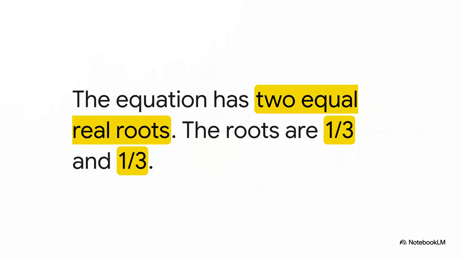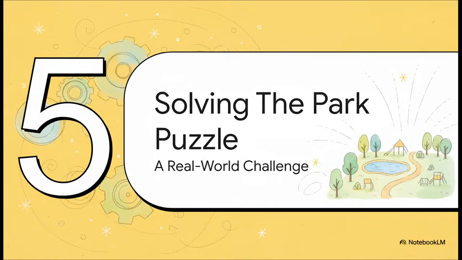And just to confirm, if we were to solve it all the way, we'd find out that both of those roots are 1/3. Okay, now for the really cool part. Let's see how this powerful little tool can be applied to a real-world problem. This is where you realize that concepts like the discriminant aren't just for a math test. They can actually help us figure out if something is even possible in the real world.